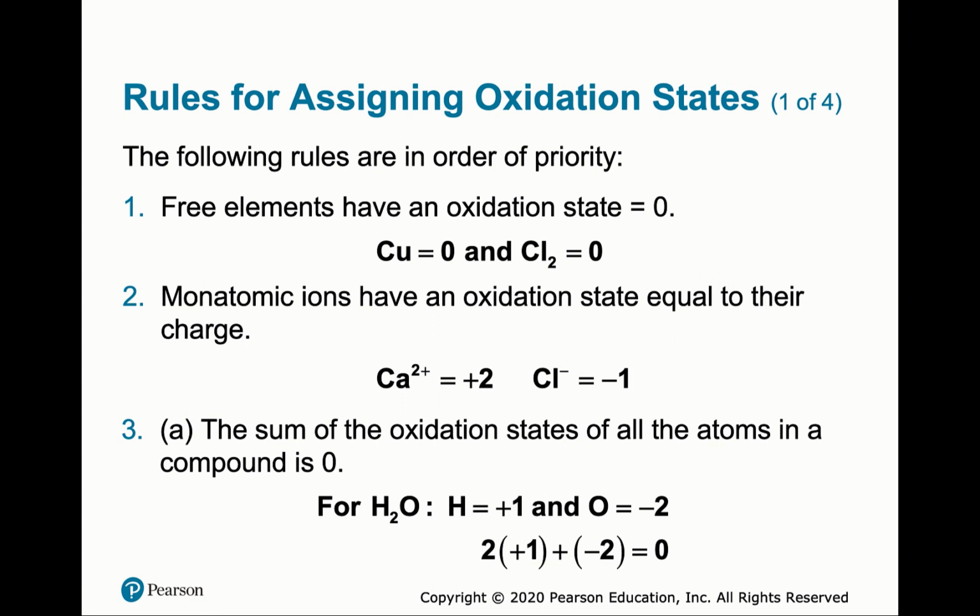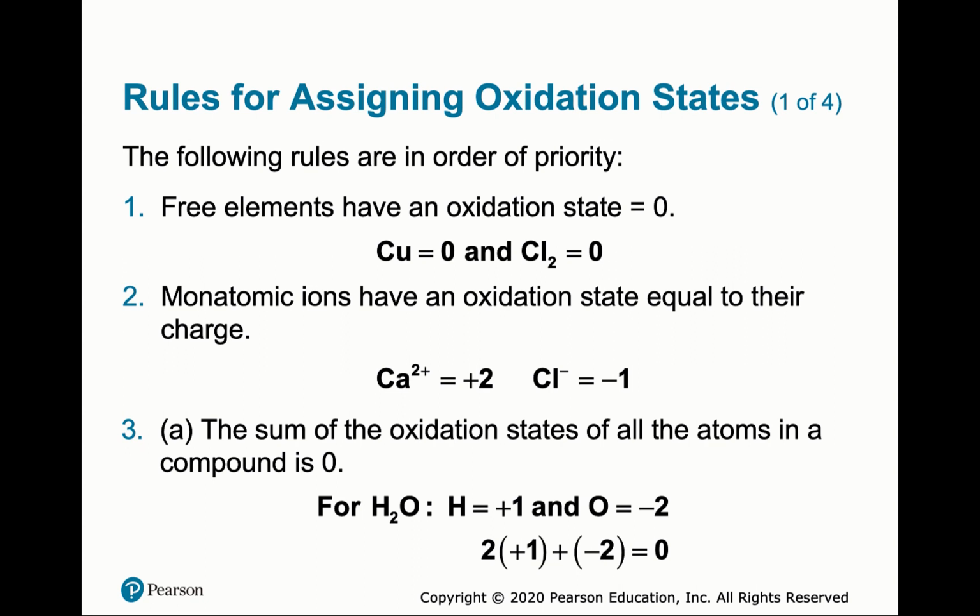So here are the rules, and these are hierarchical, meaning that rule number 1 is more important than rule number 2. Free elements have an oxidation state of 0, and this is for any combination of elements. For instance, in ozone, O3, oxygen is said to have an oxidation state of 0 in the ozone molecule. The free element, just one element, has an oxidation state of 0. Monatomic ions, meaning an ion with one atom, are equal to their charge.